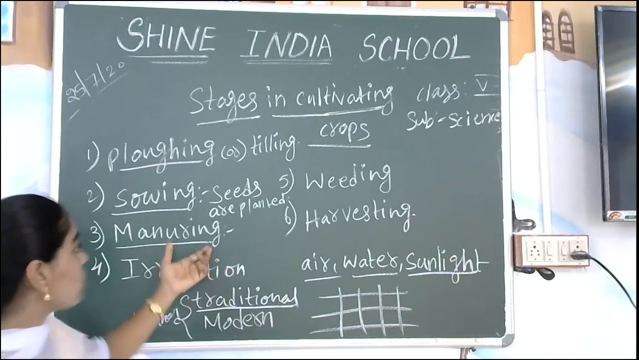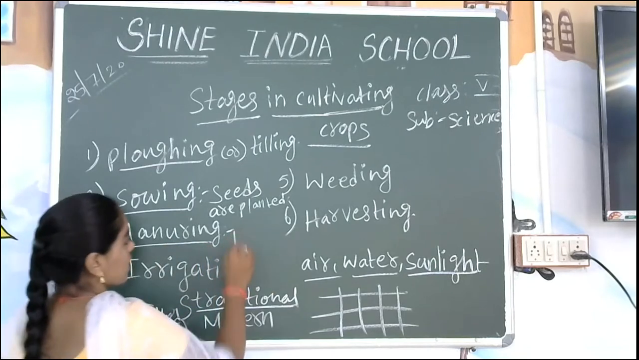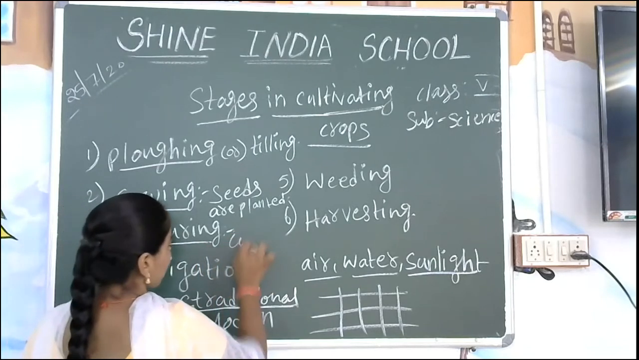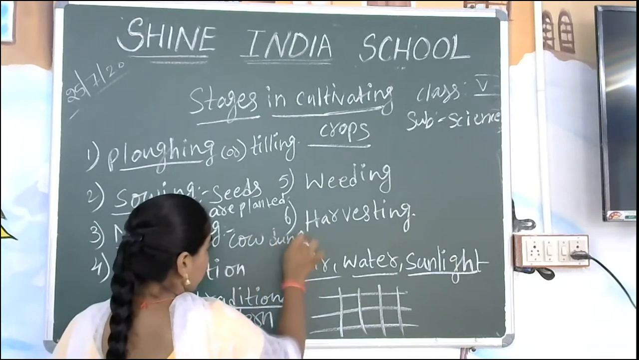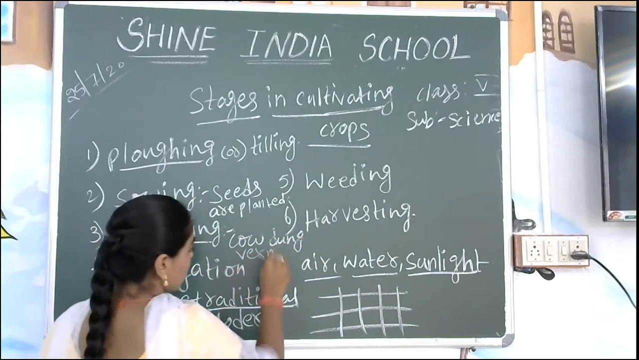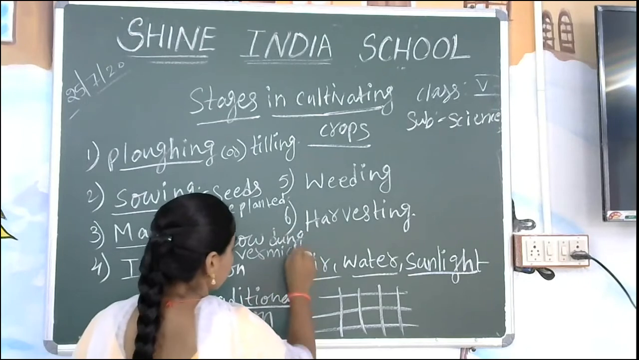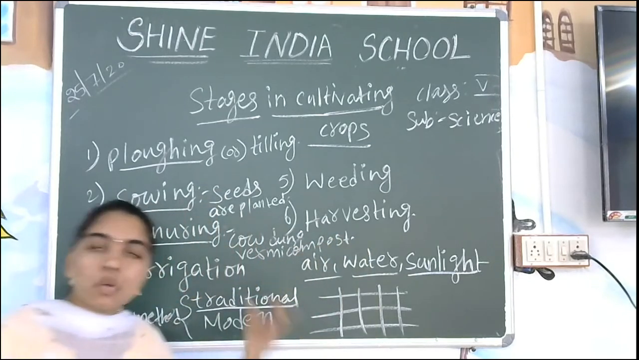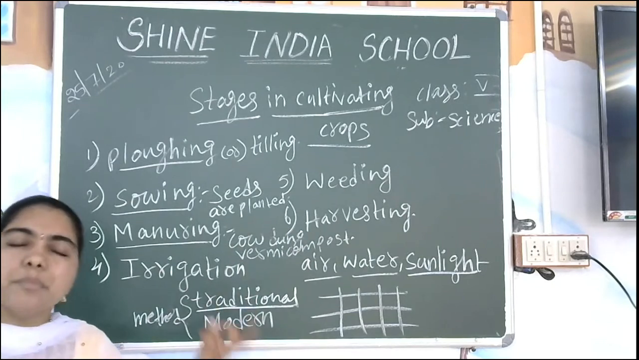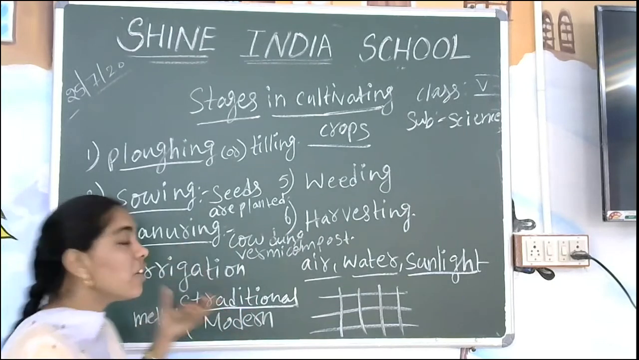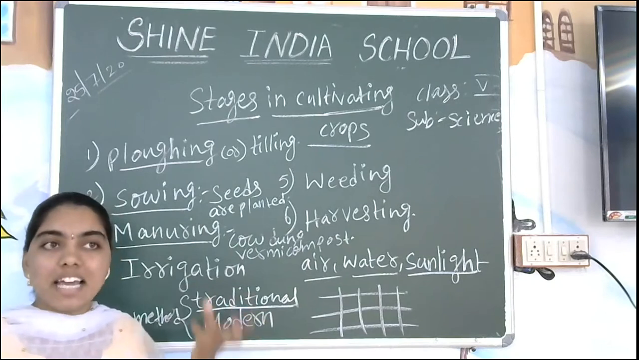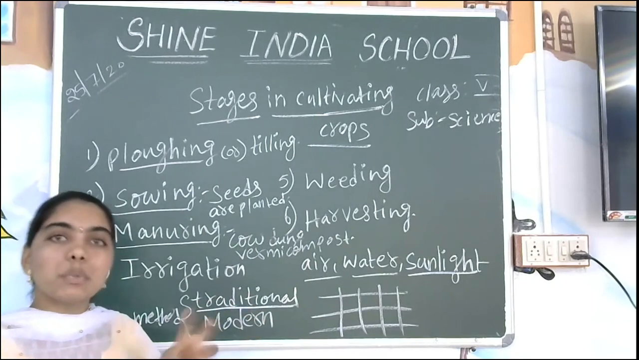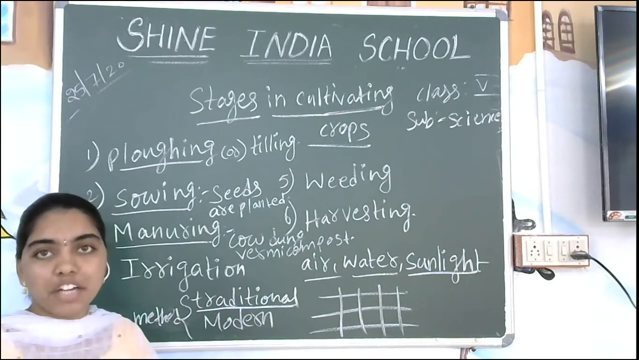Yesterday we discussed some of the manures. Do you remember? Yes. Cow dung, vermicompost. These are the two methods used by most farmers. Here, what is meant by manuring? Yes, to give the soil an equal amount of nutrients.